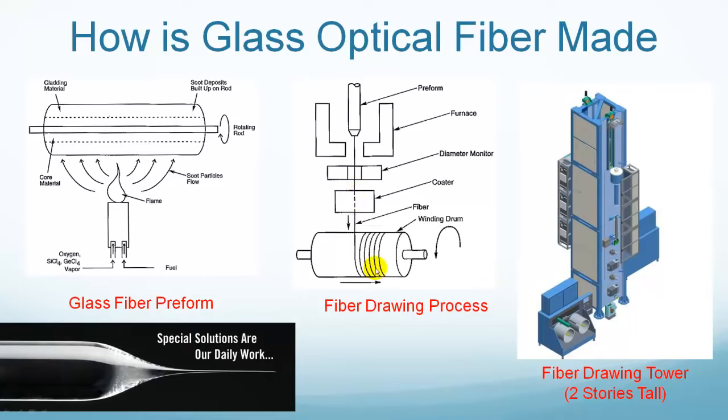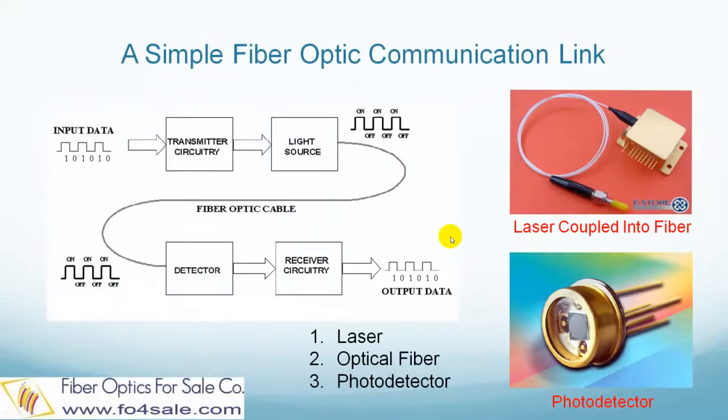And finally, the fiber is wound onto a spool for storage and transportation. A basic fiber optic communication system must have at least 3 components. The light source, which usually is a laser. The laser is turned on and off quickly by a driving circuit. In this modulation process, the original electronic signal is translated into a light signal.